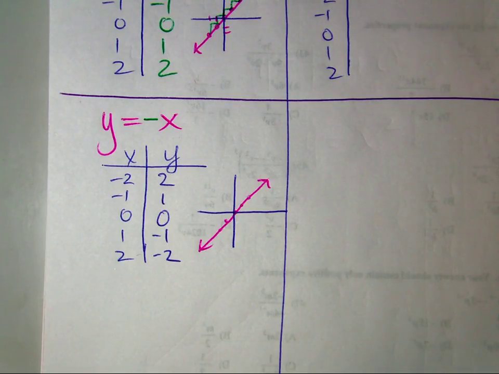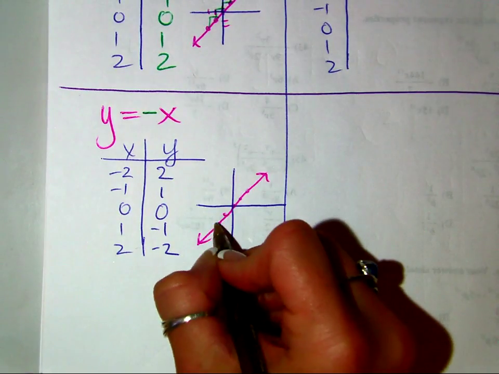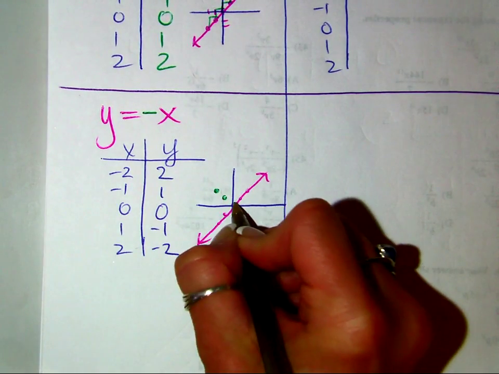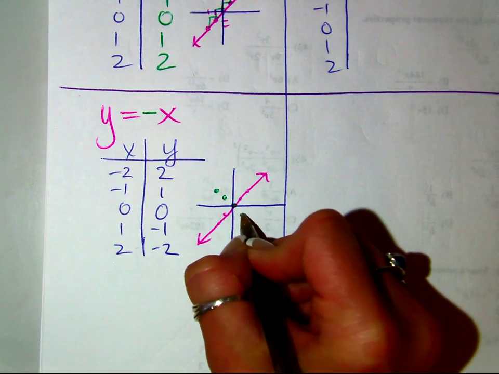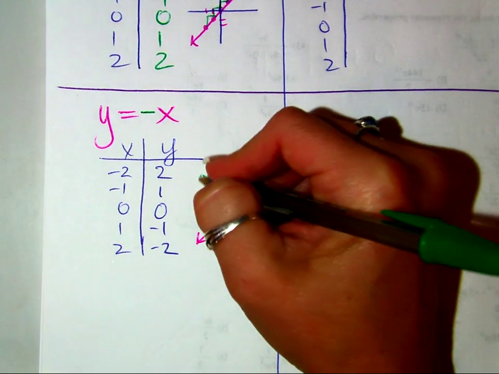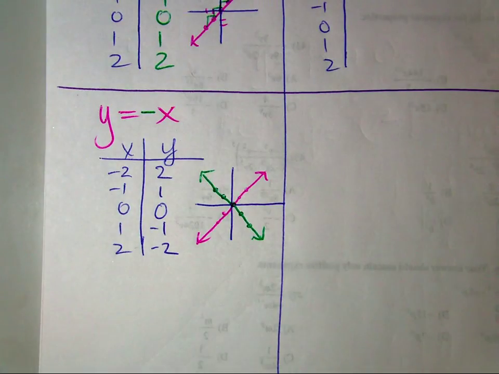It does this to it. So if I graph negative 2, negative, or positive 2, negative 1, positive 1, there's my 0, 0, 1, negative 1, 2, negative 2. What did adding a negative to the linear parent function do? Some people like to say it flipped it upside down. Did it kind of do that?